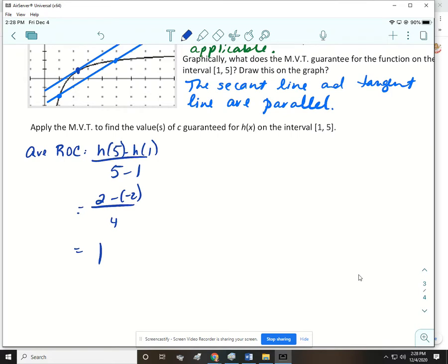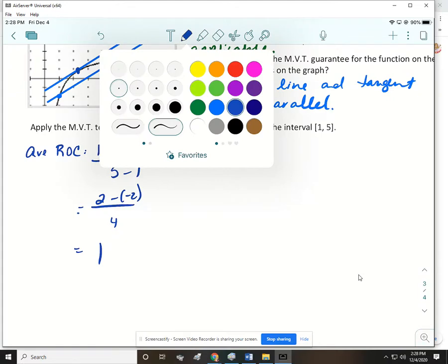Yep, I'm looking at that. That does look right.